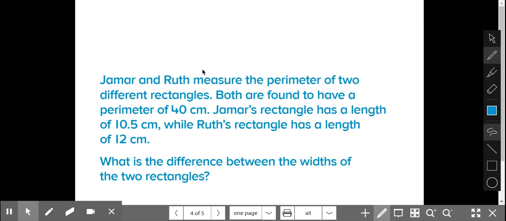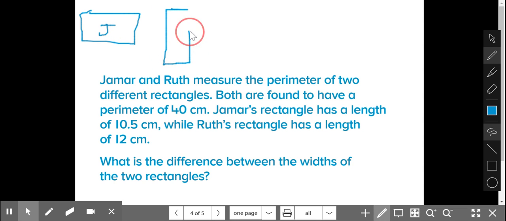This problem says that Jamar and Ruth measure the perimeter of 2 different rectangles. Both are found to have a perimeter of 40 centimeters. Well, let's draw what we have here, what we know. We'll say this is Jamar's, and we'll say that this is Ruth's. Okay, they both equal 40 centimeters.